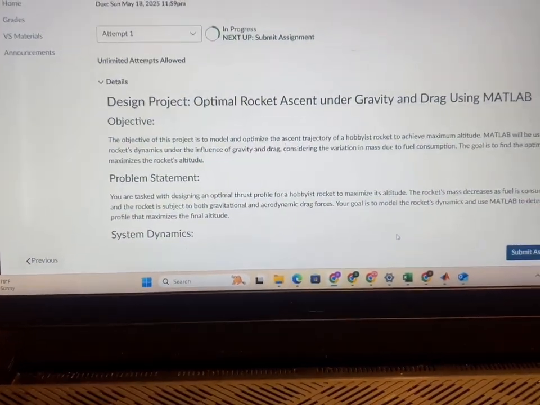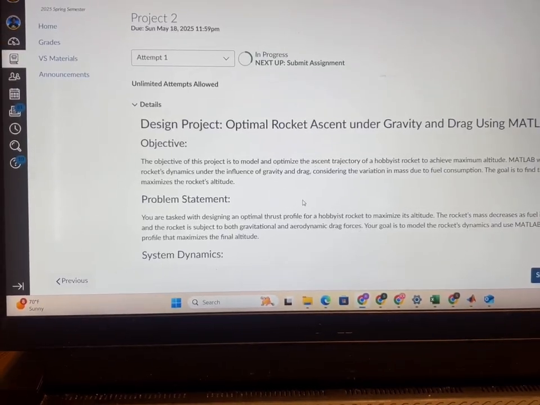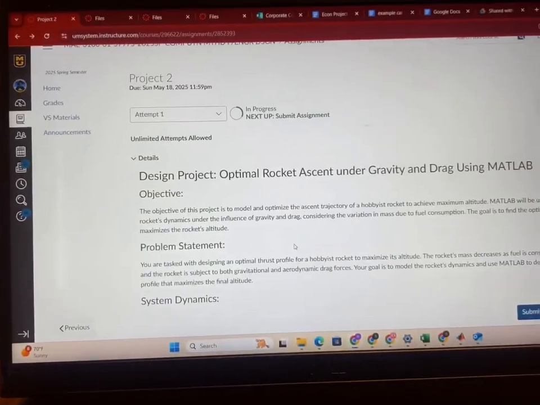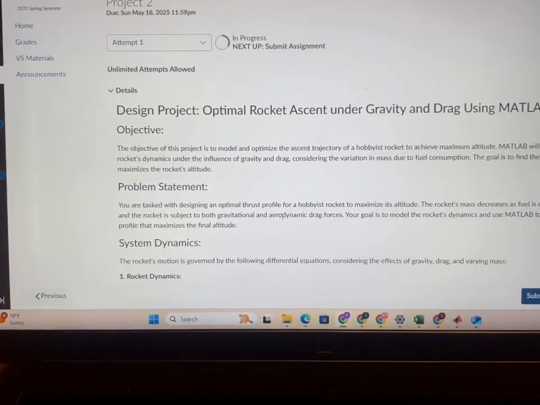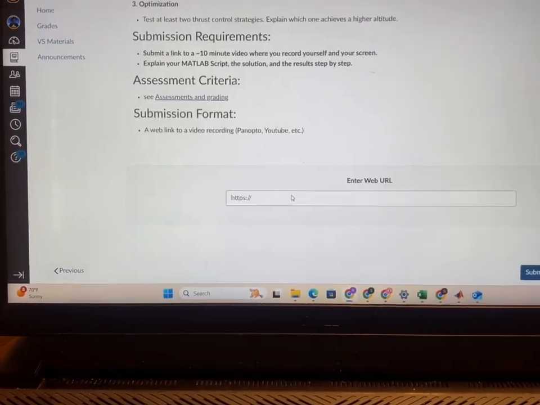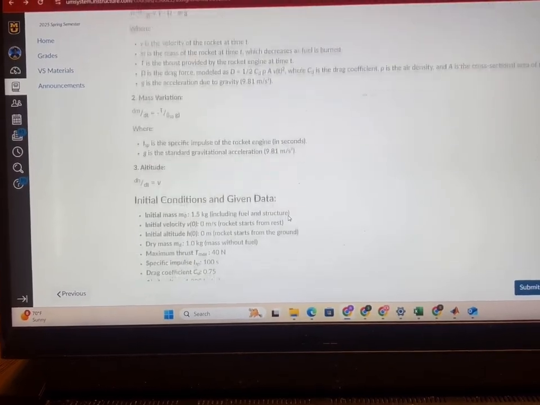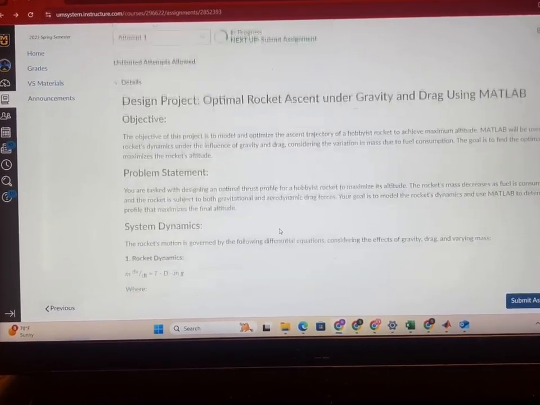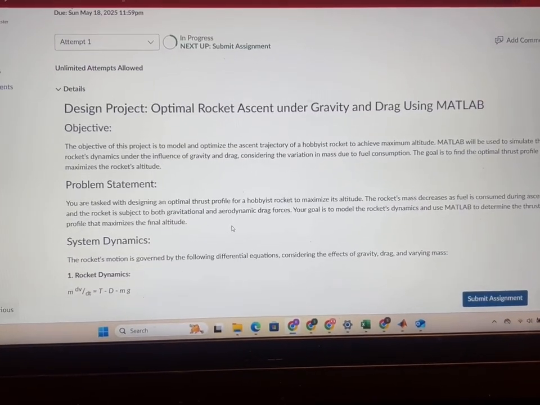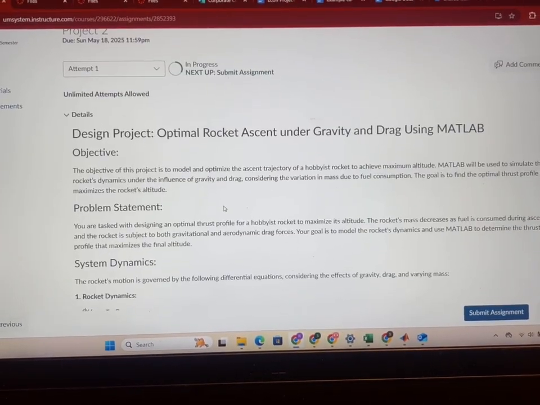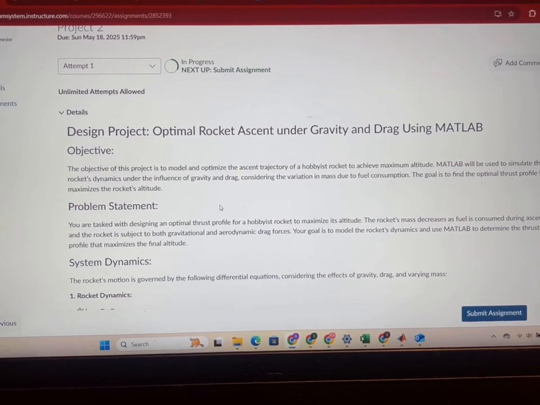Okay, so for Project 2, this project is titled Optimal Rocket Ascent Under Gravity and Drag Using MATLAB, and this is our design project for this semester. For this portion of the video, I'm going to go over the general criteria, constraints, given values, formulas, and whatnot, just so we have an idea of what the project is and how we are to go about the design process.